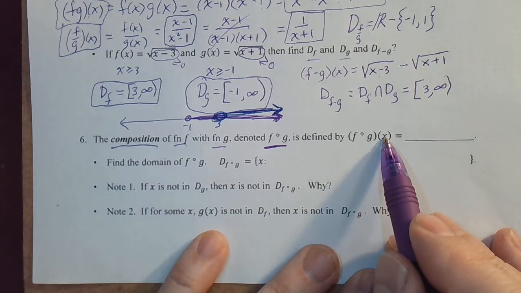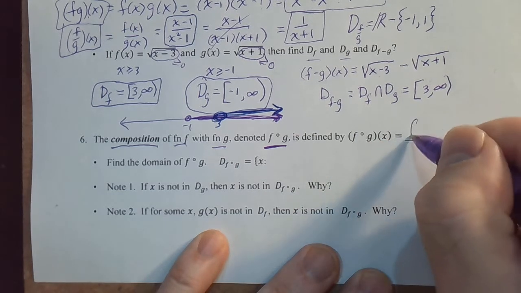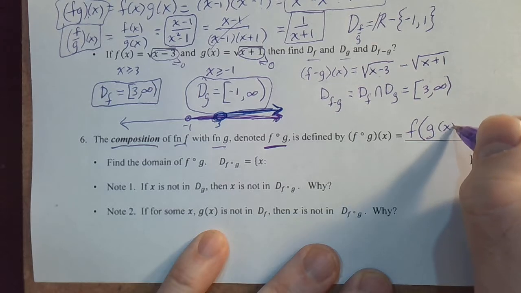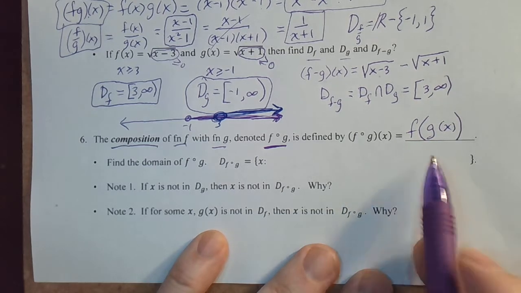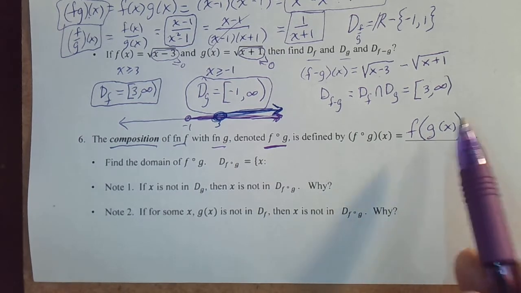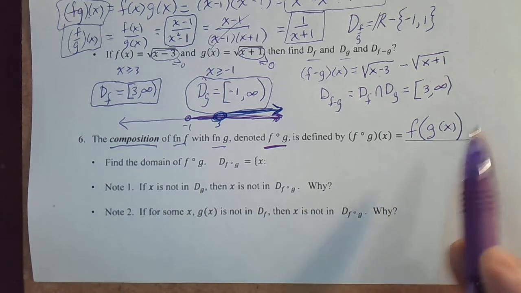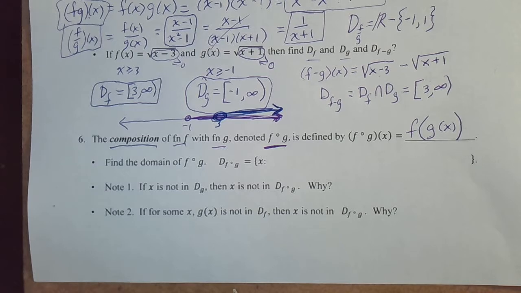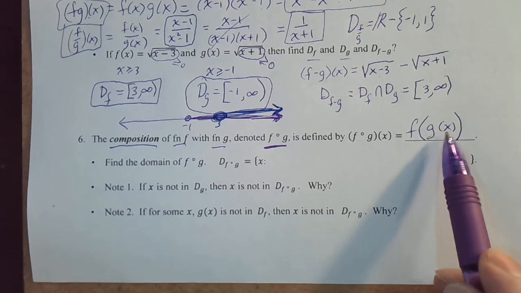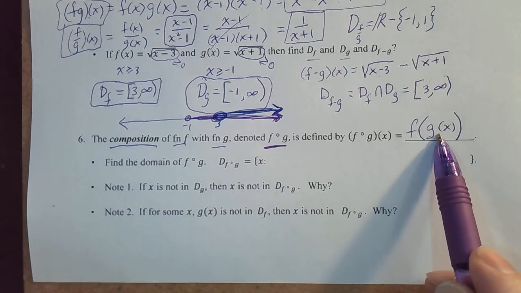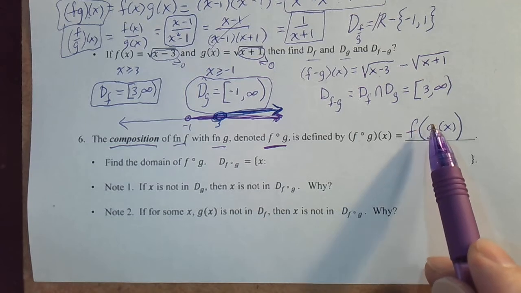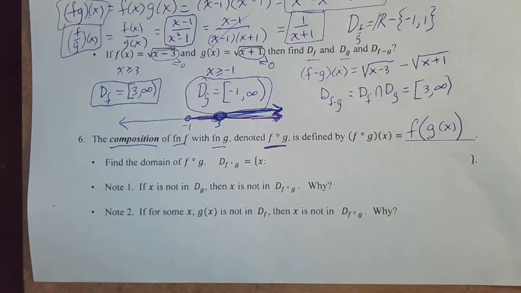F composed with g of x is f of g of x. Okay? F of g of x. So if you're going to plug in a number, say x is 0 and you want to plug in 0. Well, the first thing you have to do is the inside. You have to do g of 0 and compute that number. And say g of 0 is 5. Then you compute f of 5 to get the result that you're looking for.